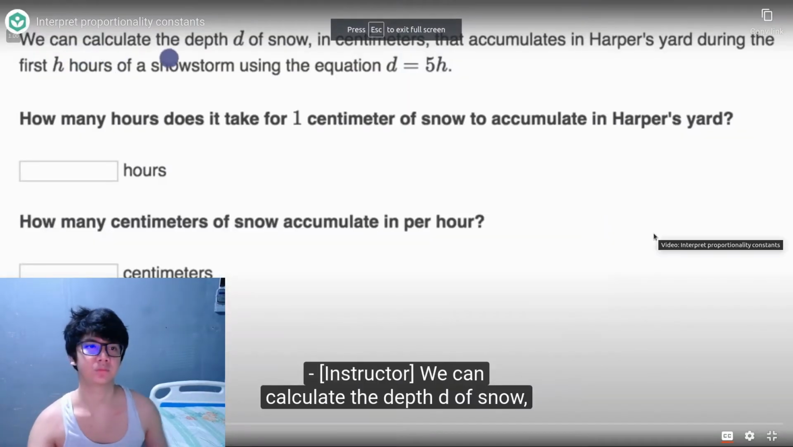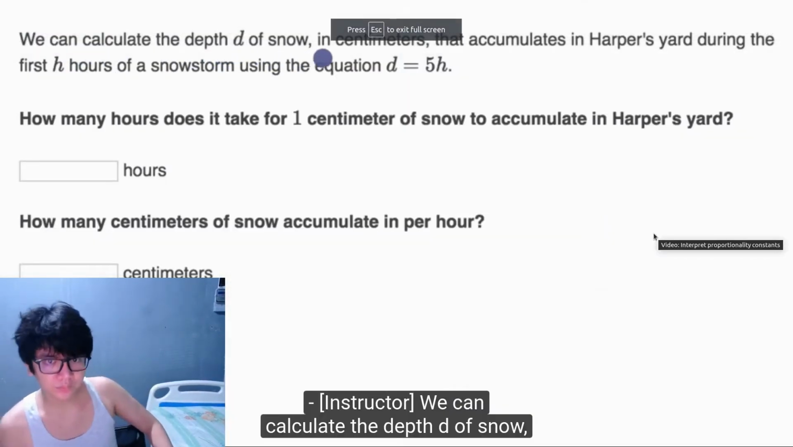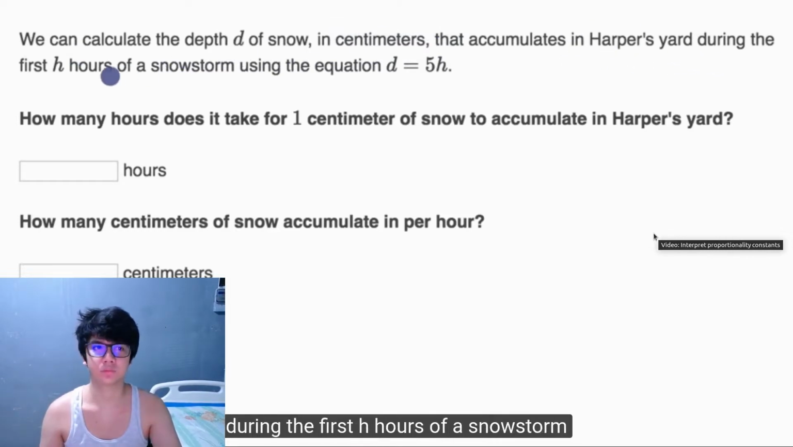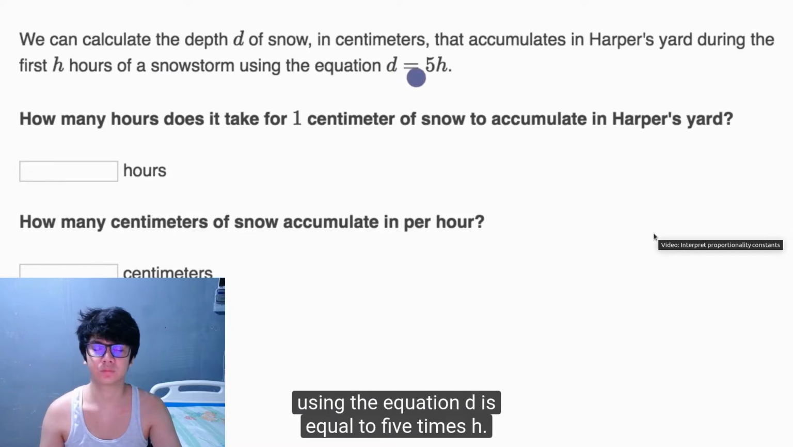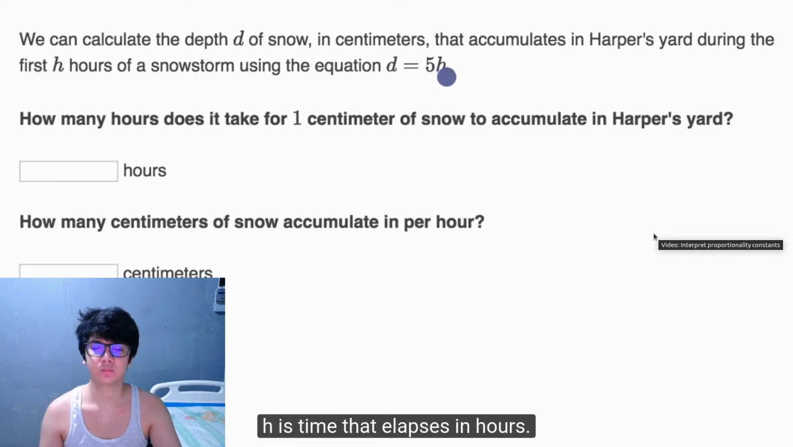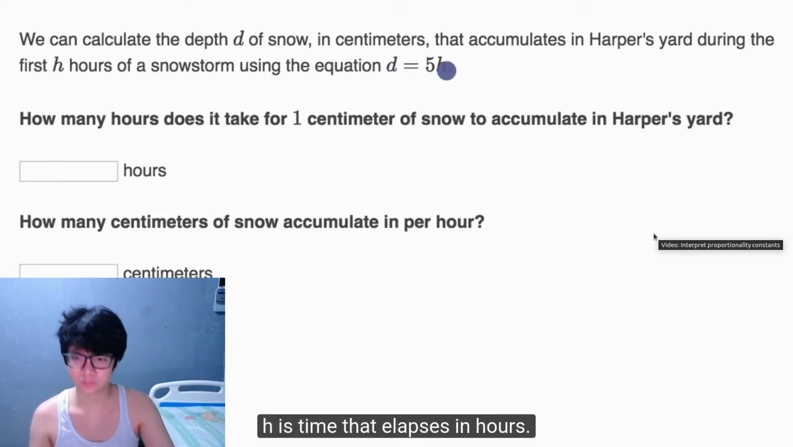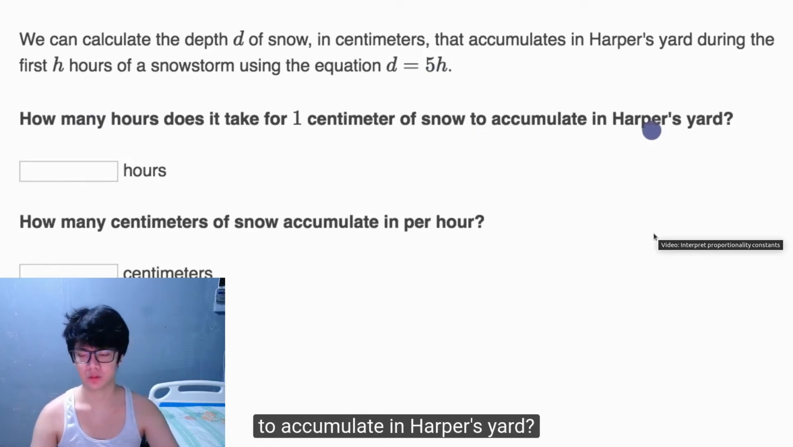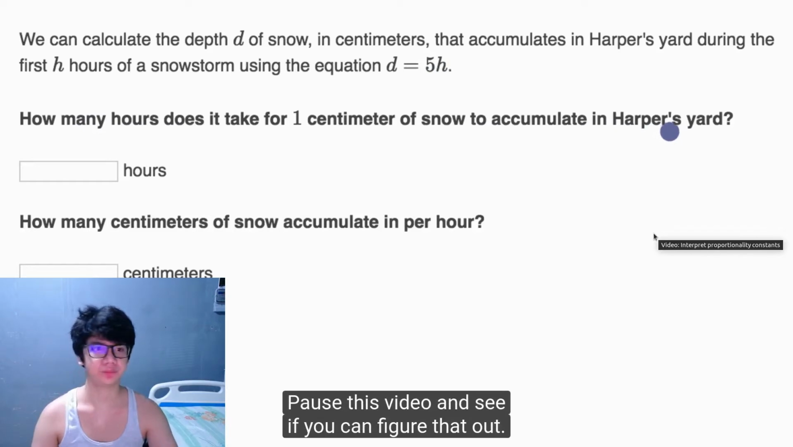We can calculate the depth d of snow in centimeters that accumulates in Harper's yard during the first 8 hours of a snowstorm using the equation d is equal to 5 times h. So d is the depth of snow in centimeters, and h is the time that elapsed in hours. How many hours does it take for 1 centimeter of snow to accumulate in Harper's yard? Pause this video and see if you can figure that out.